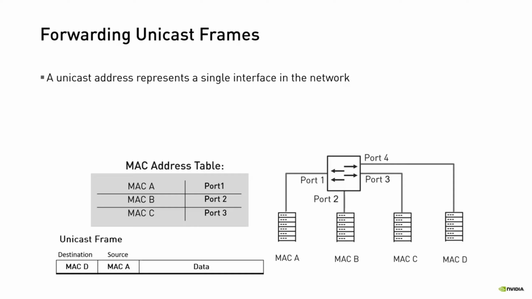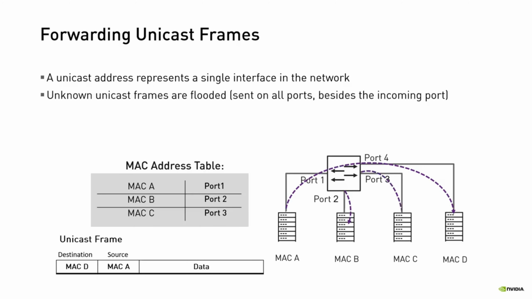For example, when node A sends a frame to node D. In this case, the switch will flood the frame, that is, send the frame on all its ports except for the incoming port. Frames for which their destination MAC address have a matching entry in the MAC address table are called known unicast frames. They will be sent on the specific port.